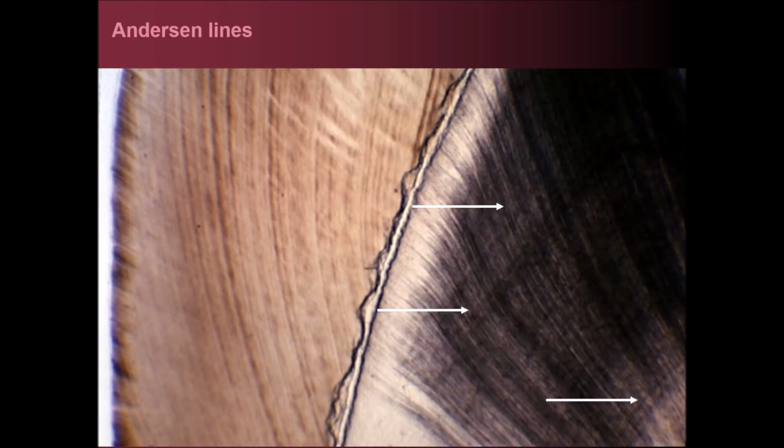Long period activity will result in incremental lines. We call them incremental lines of Andersen. These are the incremental lines of Andersen. Exaggerated line is a neonatal line. These are the incremental lines of Andersen, representing the long period activity of odontoblasts. Here I have the stria of Retzius. You can see the stria of Retzius.